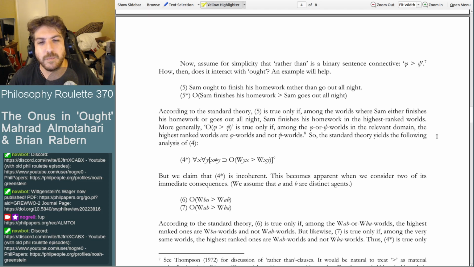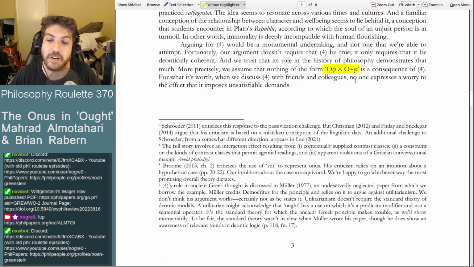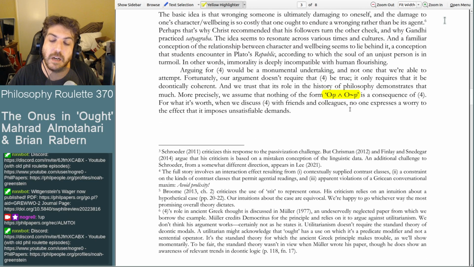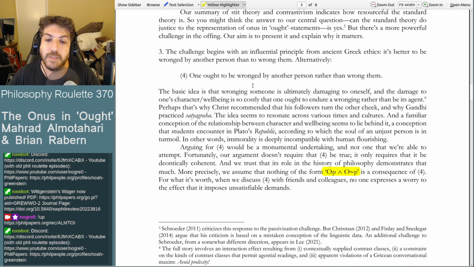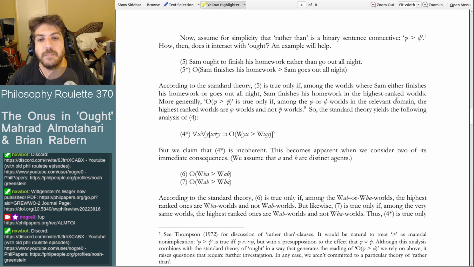Now, assume for simplicity that rather than is a binary sentence connective. Okay, yeah, because I don't see how we're getting from here to here, but maybe they're going to show us how to derive this apparently contradictory thing, that you're obligated to do something and obligated to not do something, from the sentence that does not say that. Okay, so assume for simplicity that rather than is a binary sentence connective, so phi is greater than psi. So you'd rather phi than psi. How then does it interact with ought?